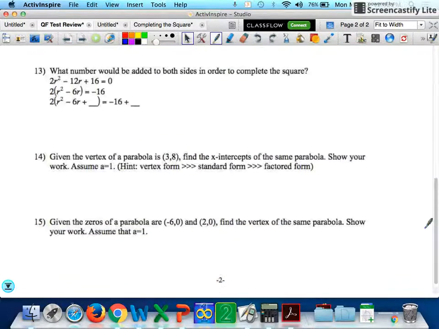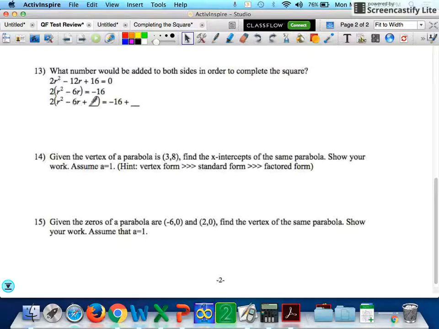Number 13 looks very similar to what you'll see on an EOC, except it'll be a multiple choice problem most likely. It might be a fill in the blank option. Here we are. We're starting out with this equation. Then we subtracted 16 from both sides. Really, this should have been a y out here. I'll probably change that for the test tomorrow, for those of you listening. So we subtract 16 from both sides, giving it over here.